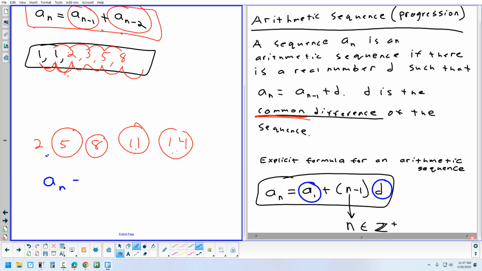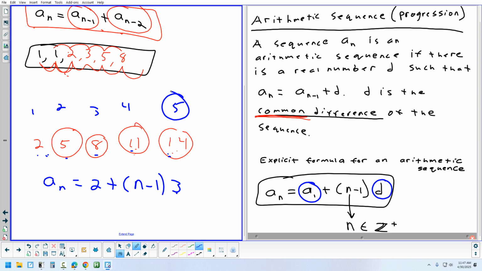This one would be 2 plus (n minus 1) times 3. That's the formula that will predict those numbers. Let's try it. See if it works to predict the fifth number. What's 5 minus 1? 4. What's 4 times 3? 12. And 12 plus 2? 14. There you go, 14. So that formula will predict these numbers if you plug in the number above it. That's the position.